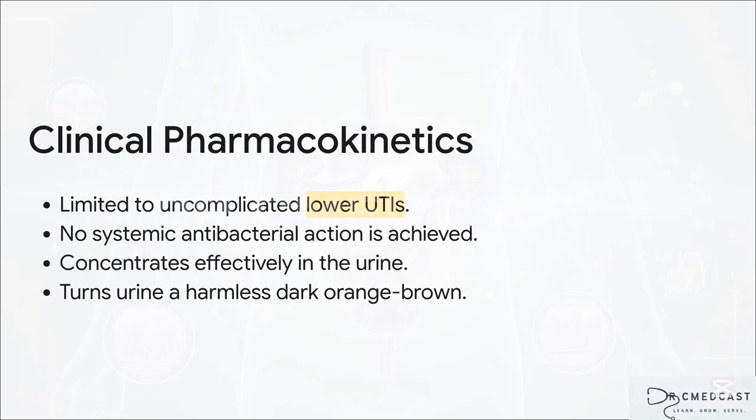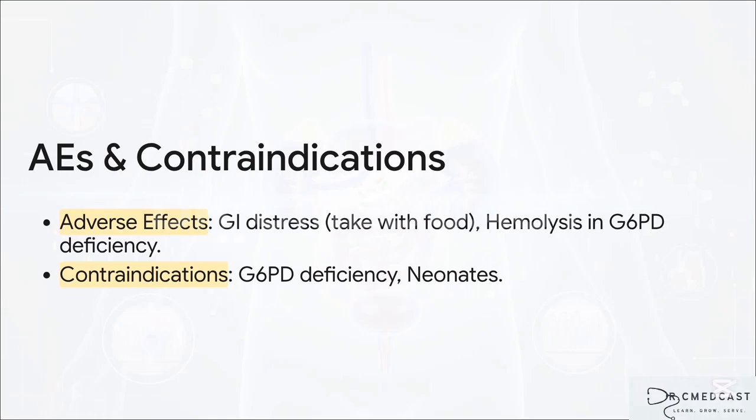And a key counseling point for your patients is that it will turn their urine a dark orange-brown color, but you have to reassure them that this is completely harmless. In terms of side effects, GI upset is pretty common, so it's a good idea to take it with food. But notice the red flag that we've seen before. Just like cotrimoxazole, nitrofurantoin can trigger hemolysis in patients with G6PD deficiency. This makes G6PD deficiency a critical contraindication, along with its use in newborns.